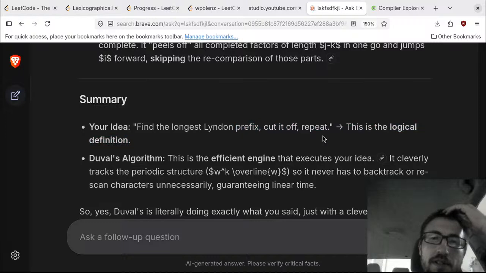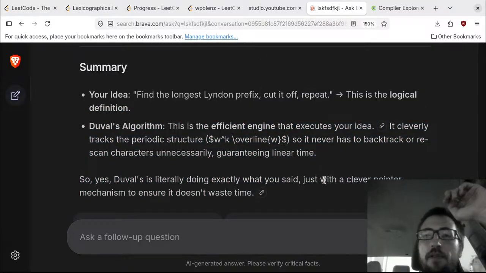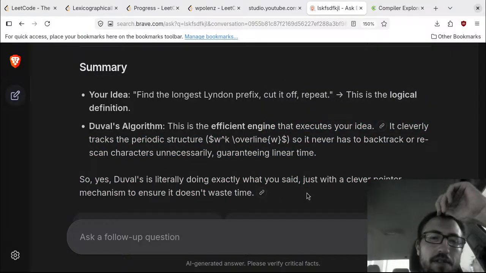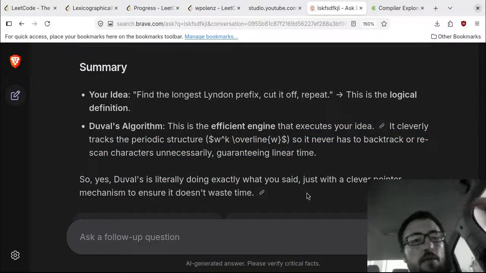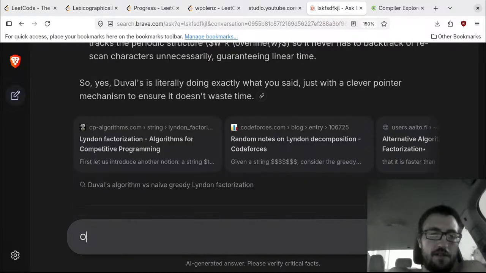Find the longest Lyndon prefix, cut it off, repeat. This is the logical definition. Duval's algorithm is the efficient engine that executes your idea. It cleverly tracks the periodic structure so it never has to backtrack or rescan characters unnecessarily, guaranteeing linear time. Duval's is literally doing exactly what you said, just with a clever pointer mechanism to ensure it takes linear time. Okay, interesting.